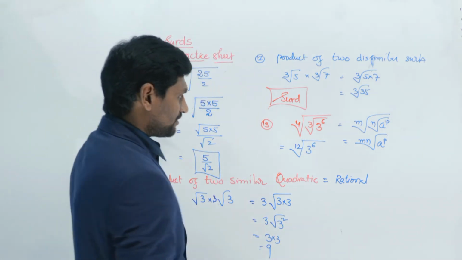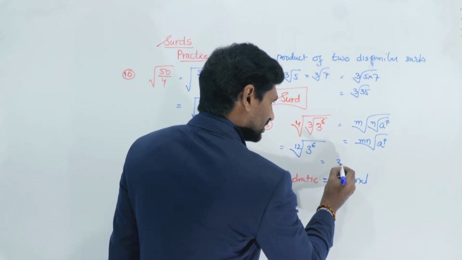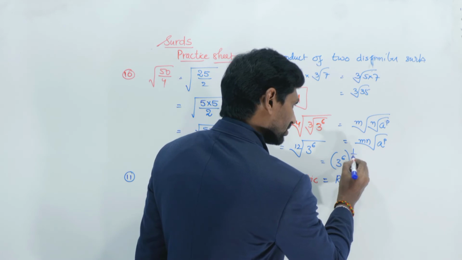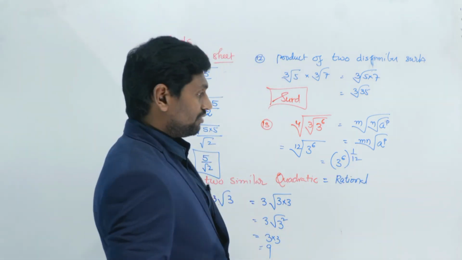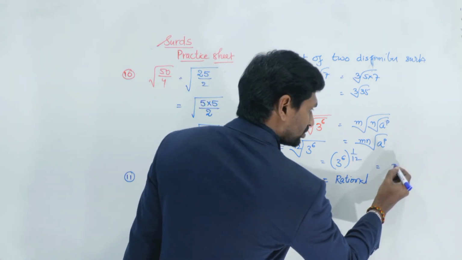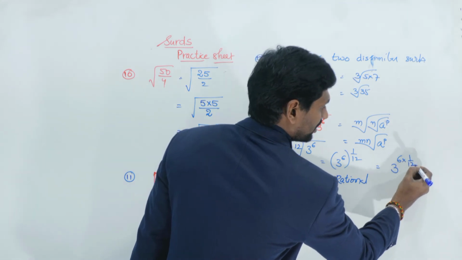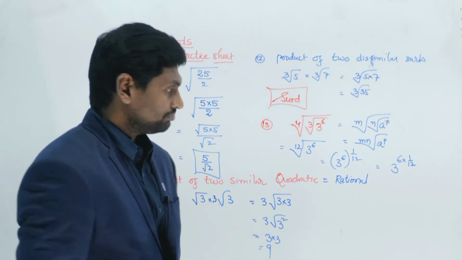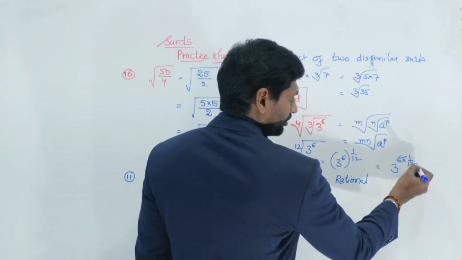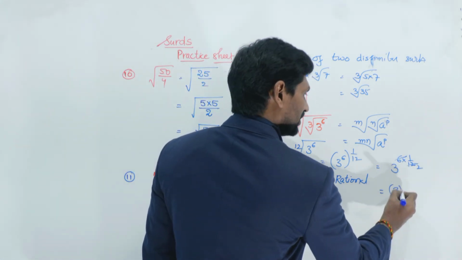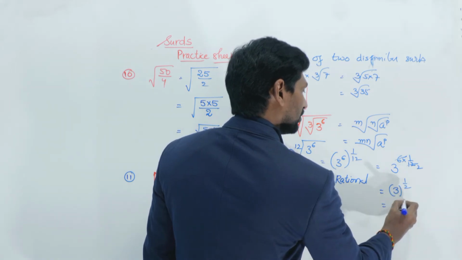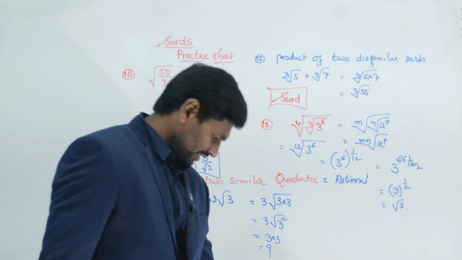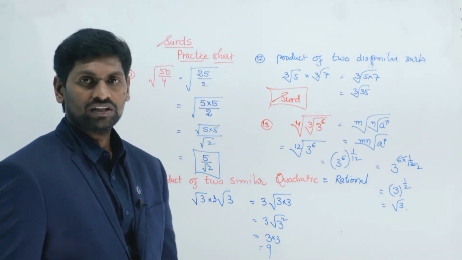Again, expressed in simplest form. That means 3 power 6. The 12th root means the whole to the power of 1 by 12. That equals 3 power 6 into 1 by 12, by using the formula a power m whole power n, a power m into n. 6 in 12 goes 2 times, so 3 power 1 by 2, which is nothing but the square root of 3. Okay? Check.